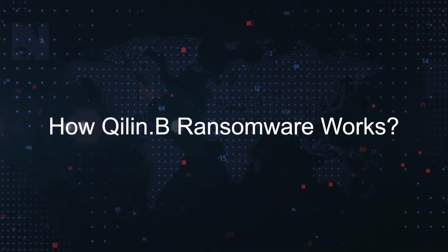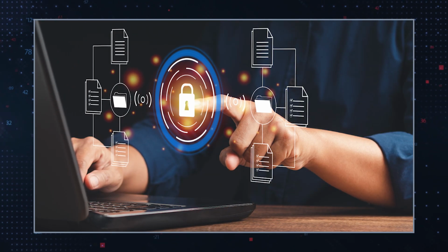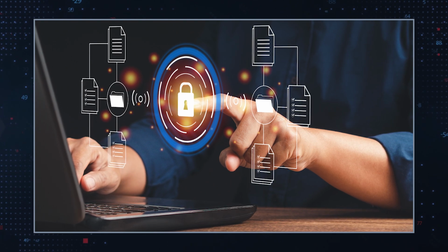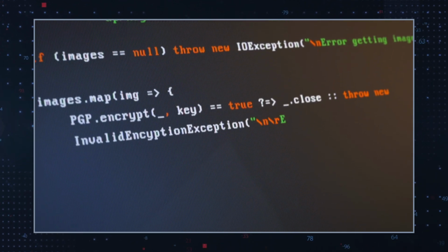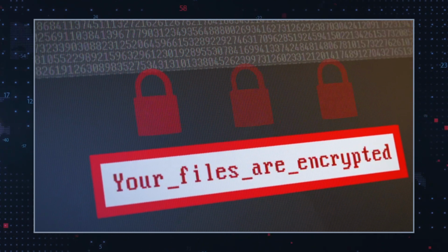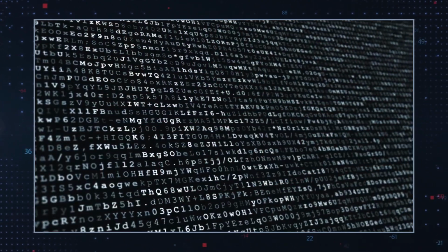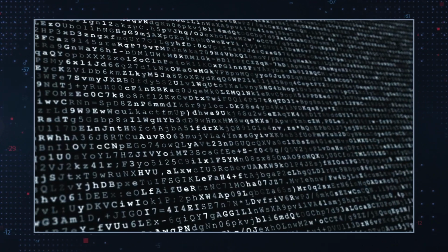How Qilin.B ransomware works. Qilin.B ransomware targets a wide range of file types, encrypting documents, images, videos, and other valuable data. What sets this variant apart is its selective use of advanced encryption standards. On systems with AES-NI support, it applies the AES-256 CTR encryption, a powerful and efficient algorithm. For systems without it, it defaults to ChaCha20 encryption.